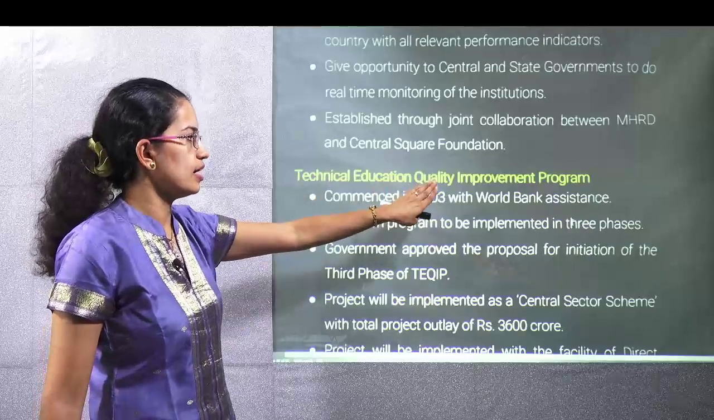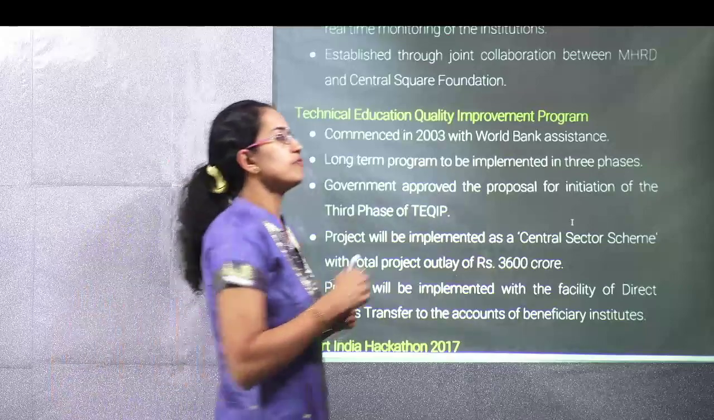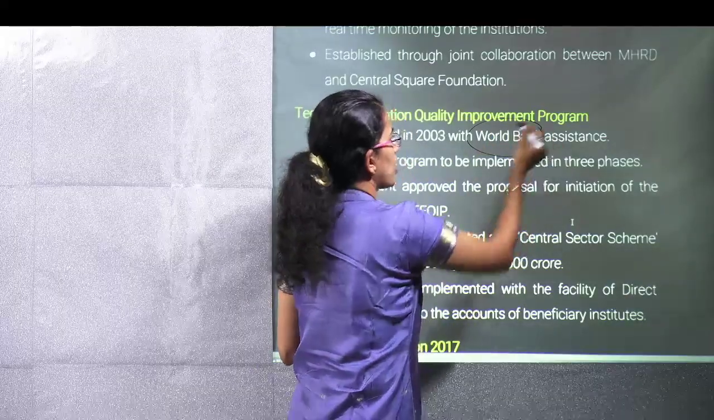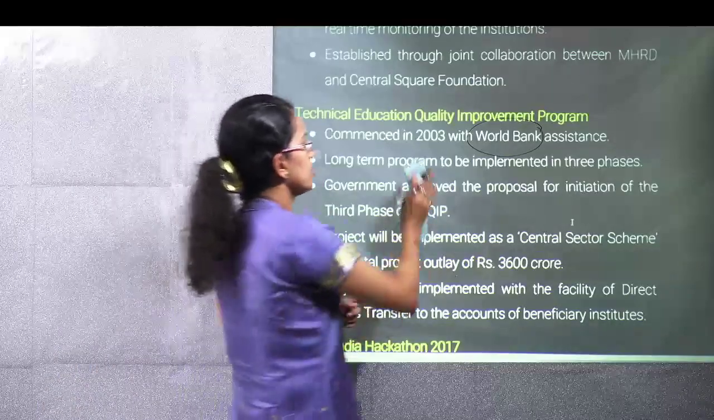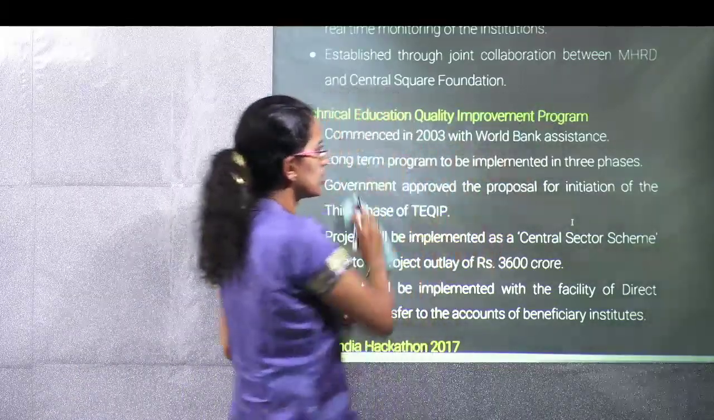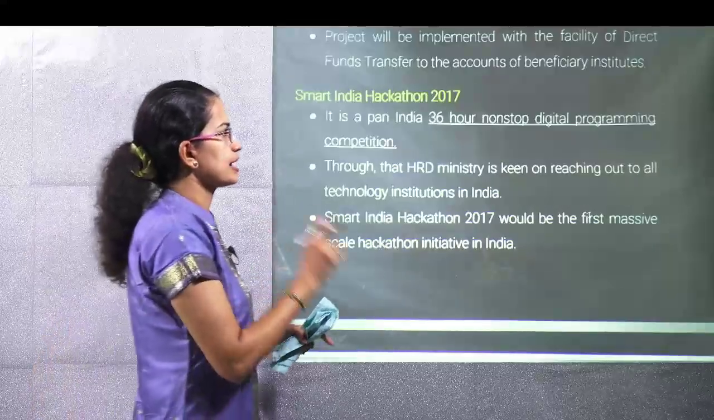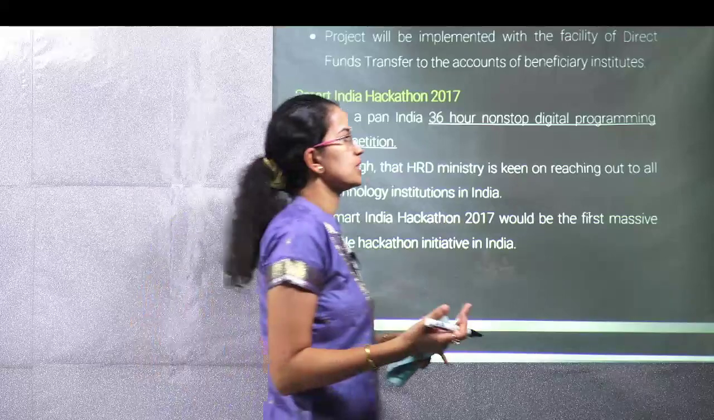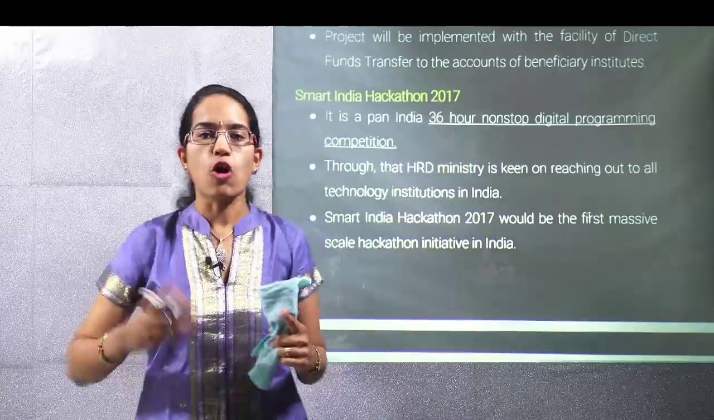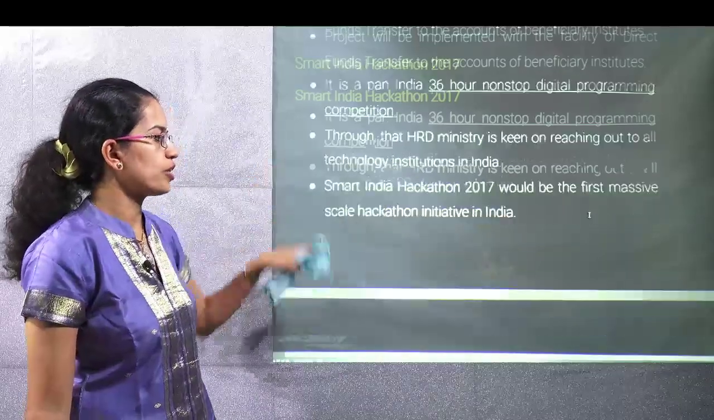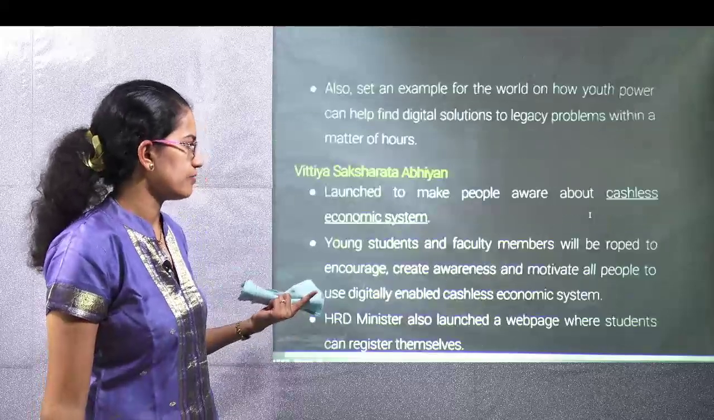The Technical Education Quality Improvement Program started in 2003 with the assistance of which body? It was with the assistance of World Bank. So that's again very important. Now recently we are working on the third phase of this, so that's why it has been in news. The Smart India Hackathon 2017 was a 36 hours non-stop digital competition, and therefore it was in news, and it was the first of its kind on a worldwide level.